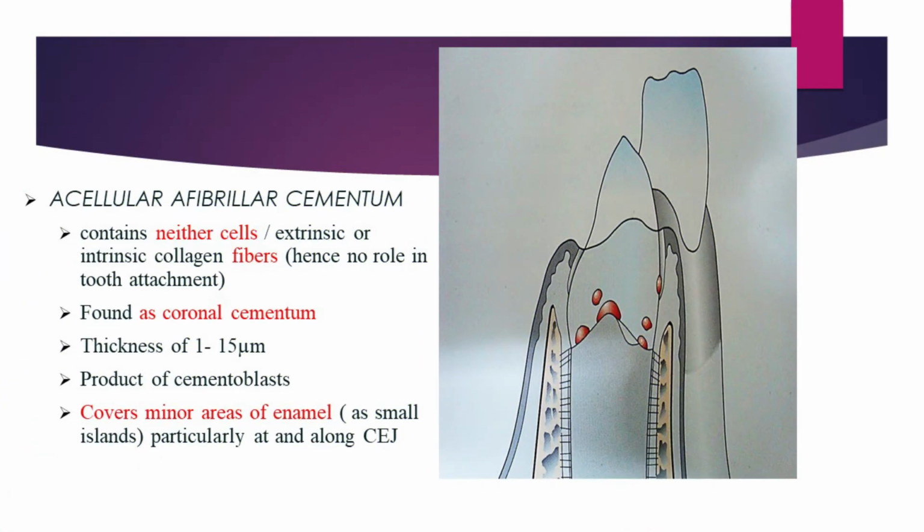Acellular afibrillar cementum is the first variety we are going to see. It contains neither cells nor collagen fibers, so it doesn't have any role in tooth attachment. It is otherwise called coronal cementum, because the coronal cementum is mostly contributed by the acellular afibrillar cementum. The thickness is about 1 to 15 micrometers. It is a product of the cementoblasts covering the minor area of the enamel.